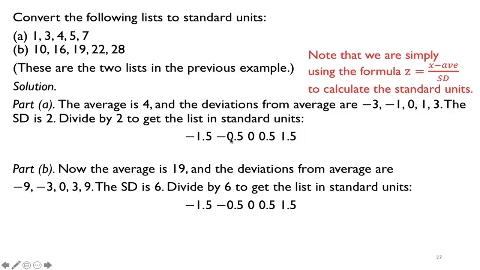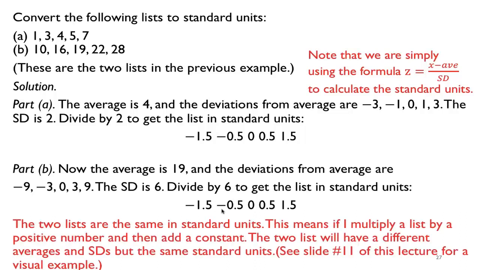This is the reason why we like the SD, because it's not affected by scale. Even though I multiply by 3 and add 7, the standardized distance itself is not affected by it. That's why it's called standard units or normalized units, because it's not affected by those scalings, which is important because there are some problems where we don't want to be affected by scaling.